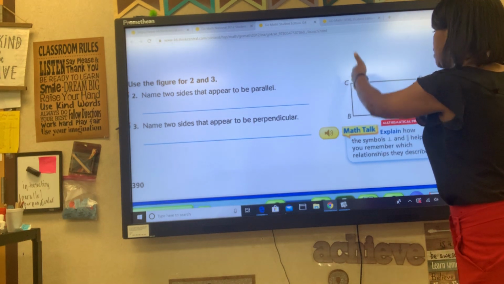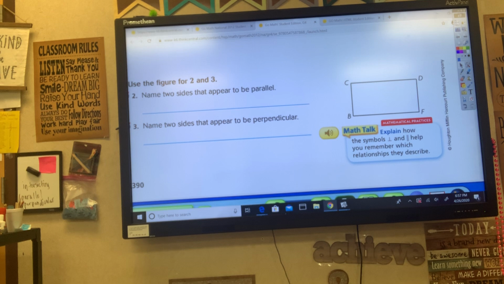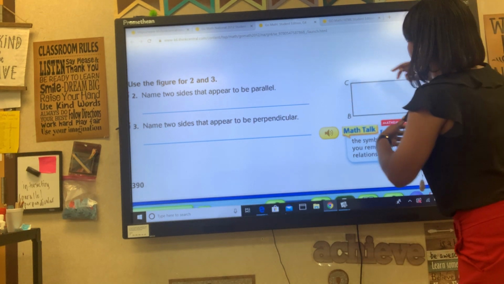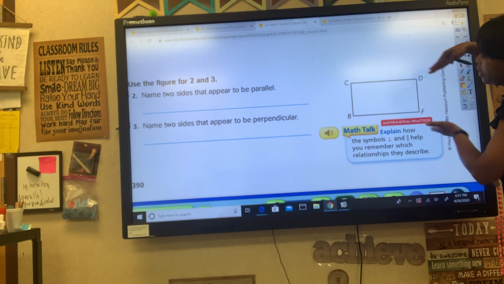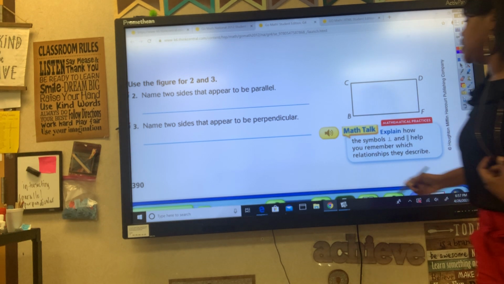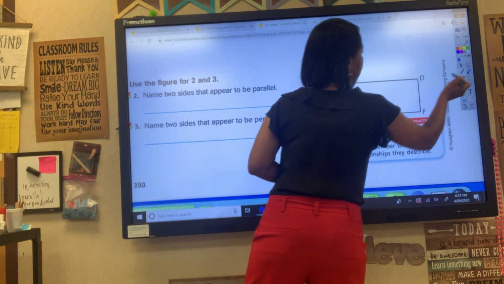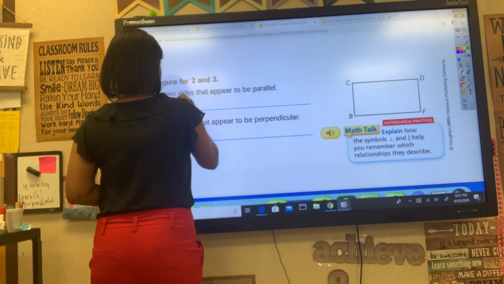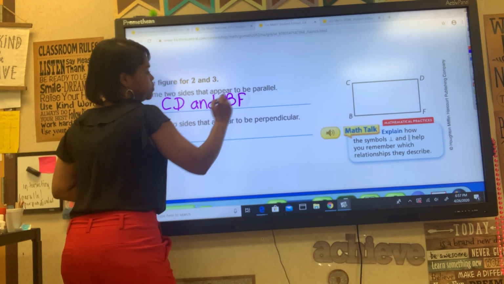No, they're parallel. They form 2 pairs of L's. They're the same distance apart. They will never touch each other. That is this way plus line CD and line BF. They're also parallel going this way. So we can write CD and BF. Okay?